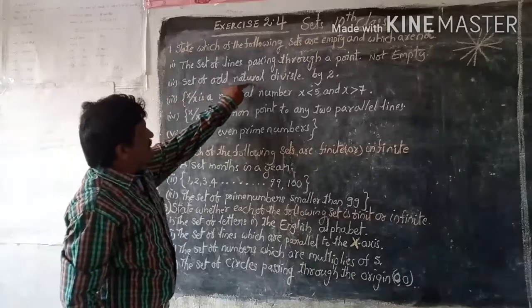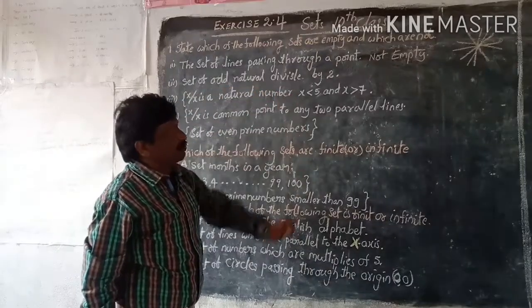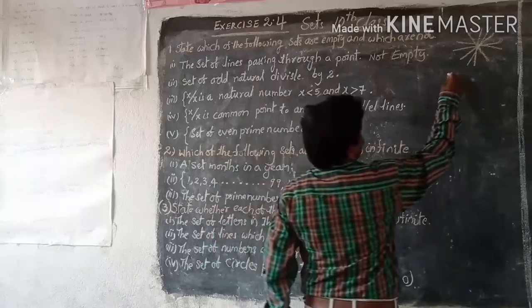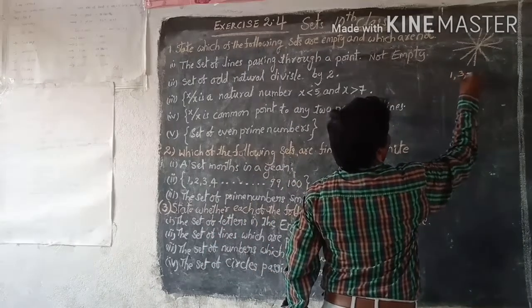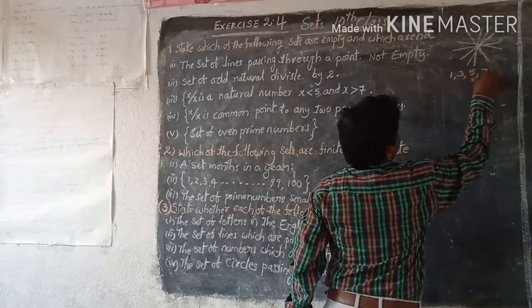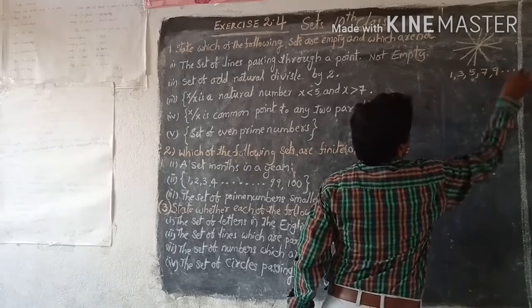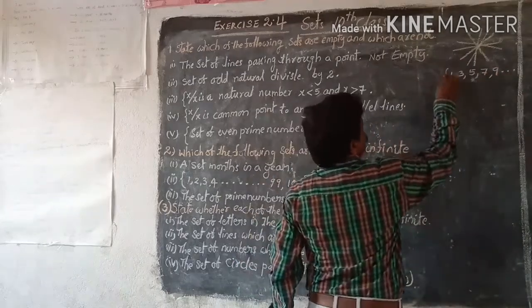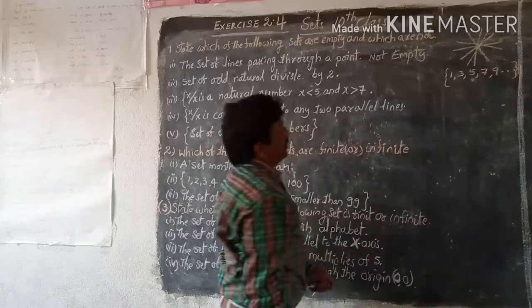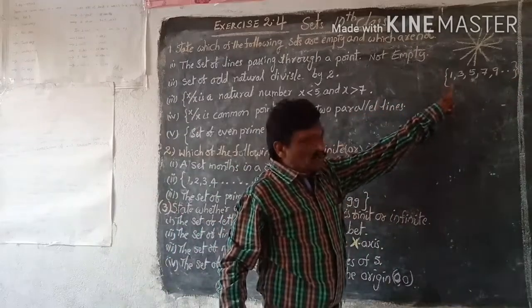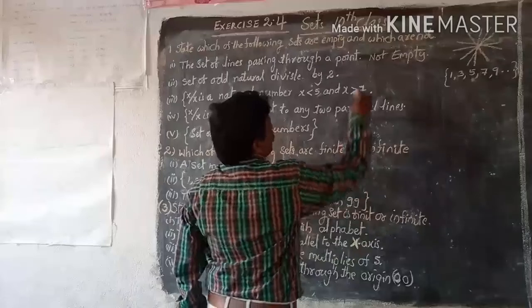Set of all natural numbers divisible by 2. Natural numbers: 1, 3, 5, 7, 9, etc. Is it divisible by 2? No. It is an empty set.